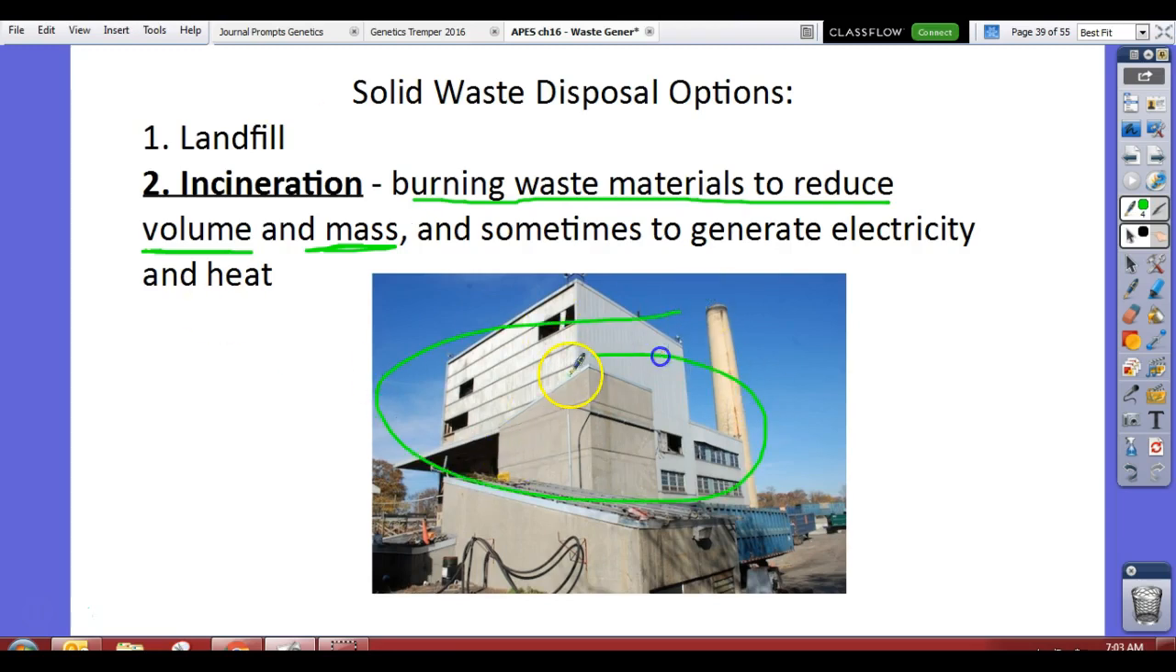Here's an example of an incineration facility. There aren't as many of them around as there used to be. Usually they have a tall smokestack. They're pretty nondescript.